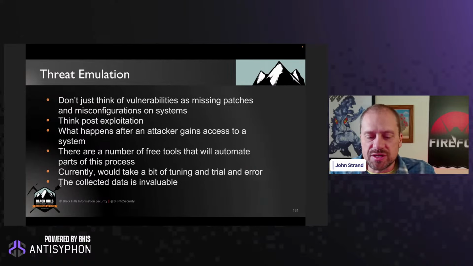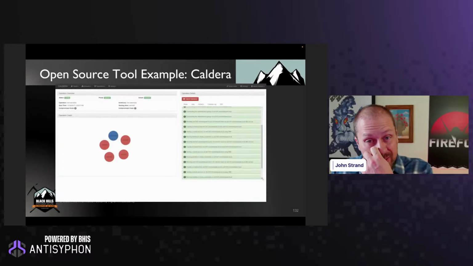Don't just think of vulnerabilities as missing patches. We're looking at all the post-exploitation things that are made up in the MITRE ATT&CK technique matrix that so many organizations actually miss, right? It's not just misconfigurations. It's not just missing patches. And there's lots of tools other than Atomic Red Team, right? Like you could run Caldera.